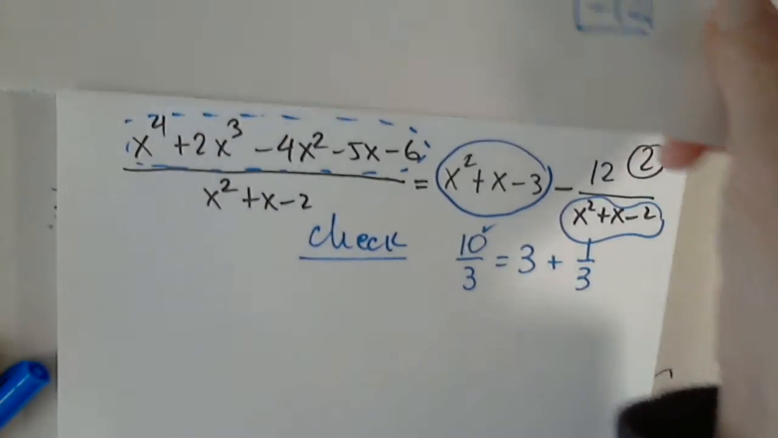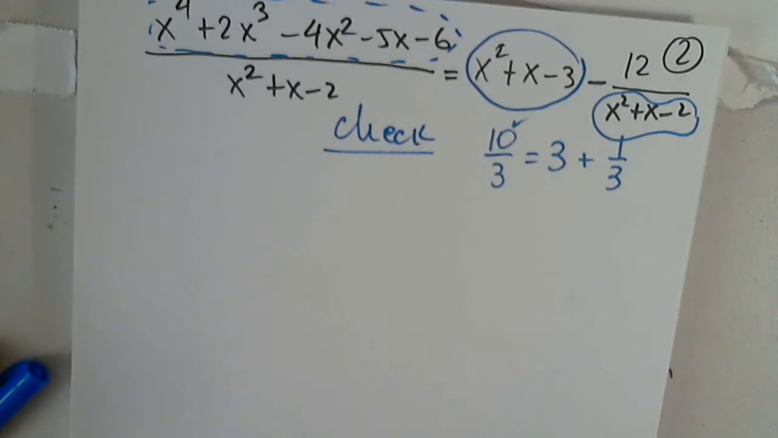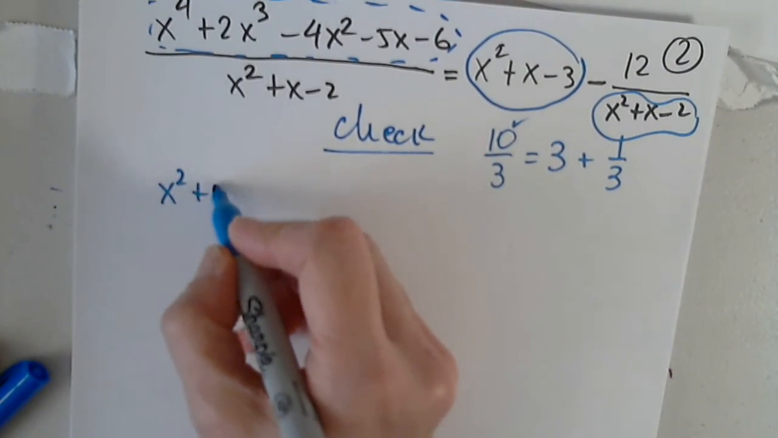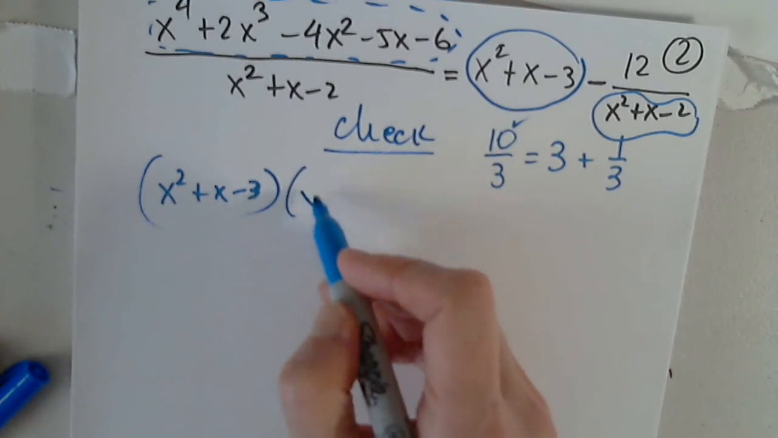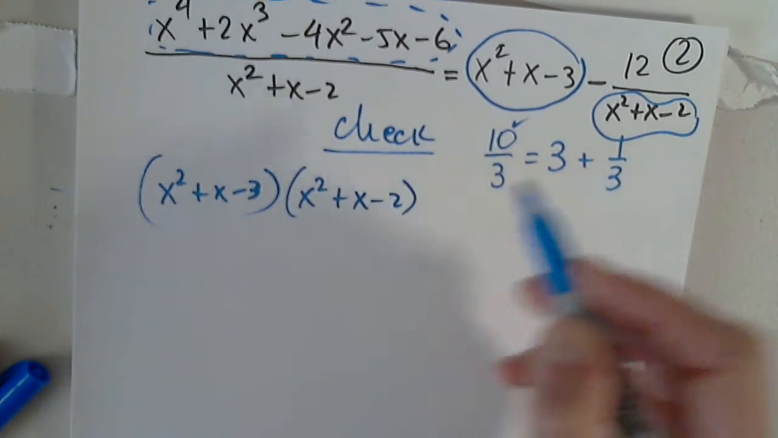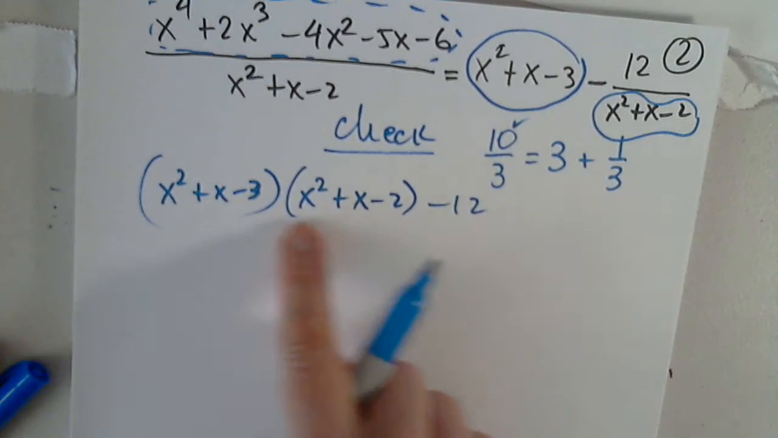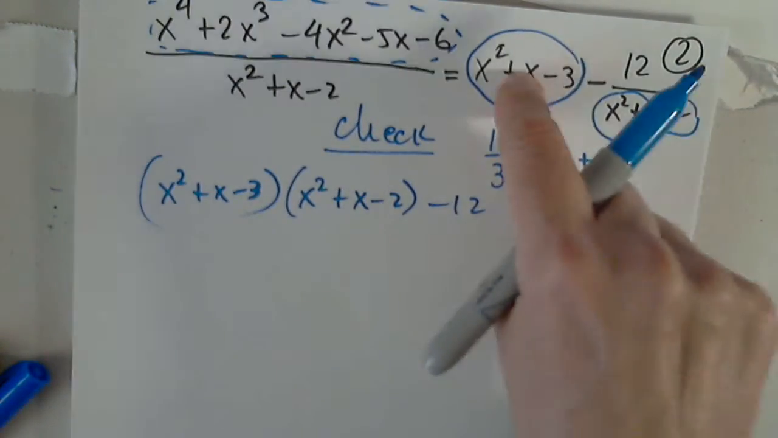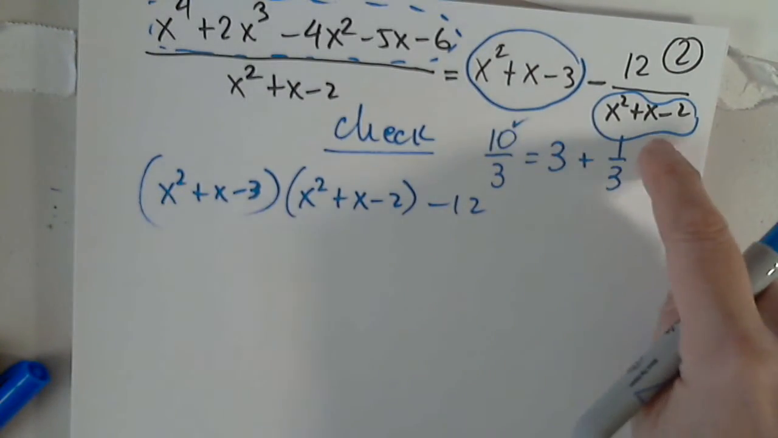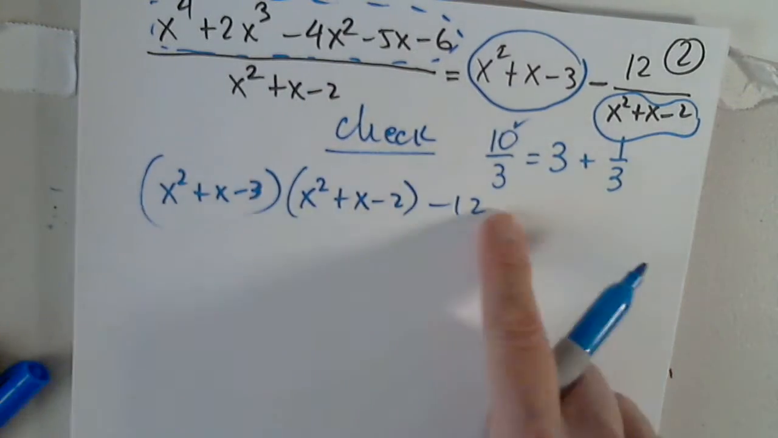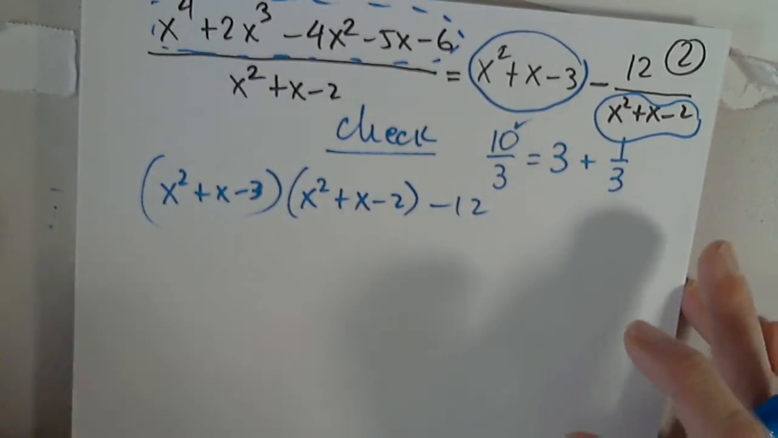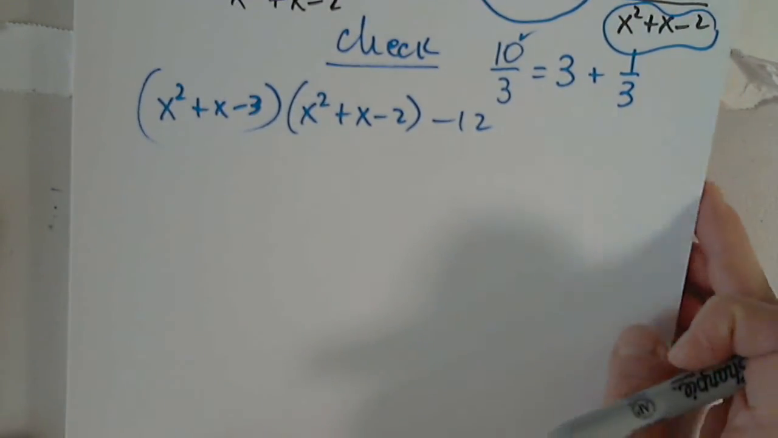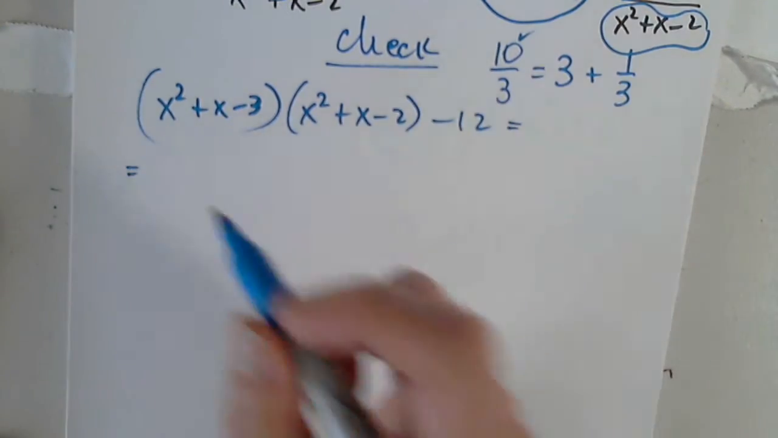You don't have to check. I just want to convince you. So I have x squared plus x minus 3 multiplied by x squared plus x minus 2 and minus 12. If I perform these operations, this times this minus 12, 3 times 3 plus 1, and I do not get the top, I'll say, oops, I have to go back to the drawing board. Something is terribly wrong. Okay, let's give it a shot.